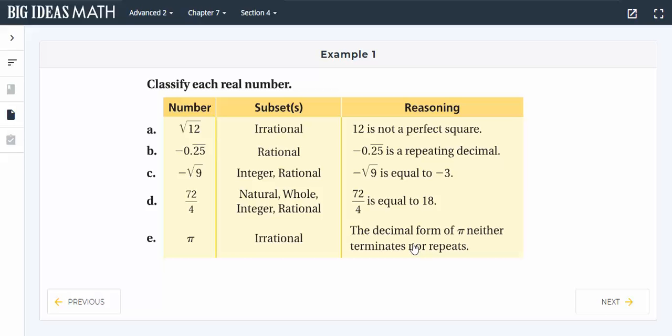If you feel comfortable with these examples, try them on your own on the next page. Otherwise, I'd read the key ideas in the book because it gives you a clear description of what irrational and rational numbers are.